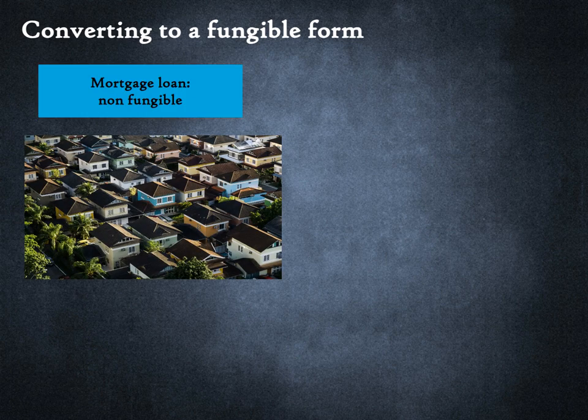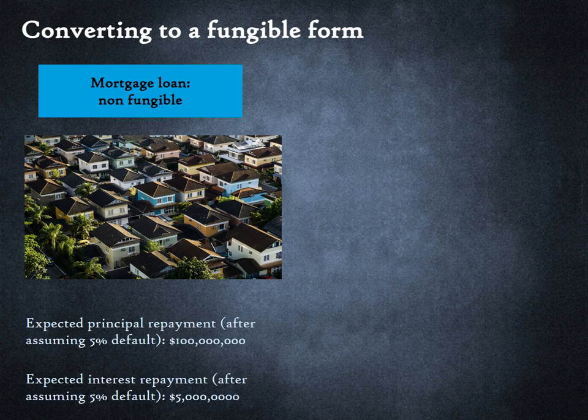Based on statistical analysis of past data, the bank estimates 5% of the loans will not be repaid. It doesn't know exactly who will pay and who will not, but the bank has confidence in the model's aggregate results. The bank expects to receive $100 million in principal and $5 million in interest the next year, after taking into account the 5% leakage.